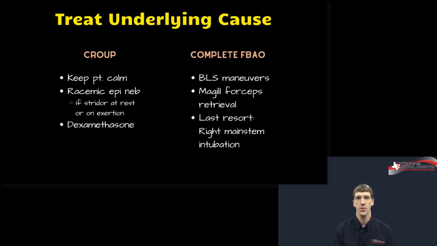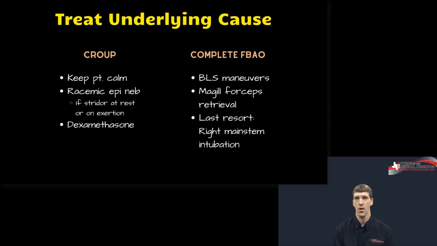Now let's move on to our second cause of upper airway respiratory distress. And that's going to be a complete foreign airway body obstruction or choking. This is very common in children because we know that they put objects in their mouth and they're more prone to choking on food as well. So our first step is going to be BLS maneuvers.